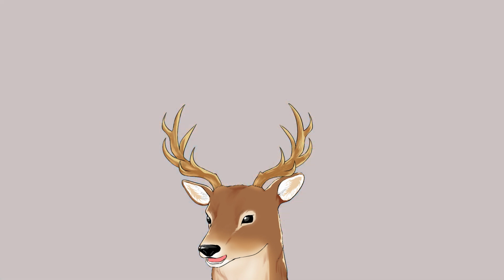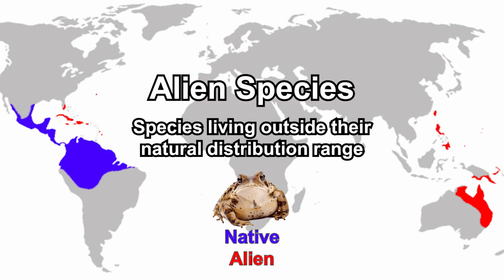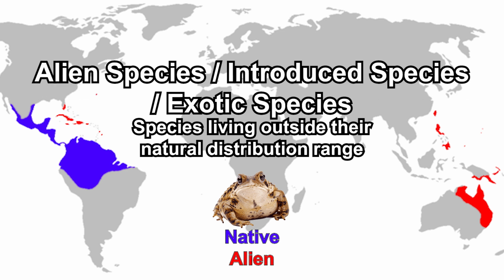So, let me bring up the question. What exactly is invasive alien species? Invasive alien species is technically a layered concept. First, let's talk about alien species. Alien species is a species living outside their natural distribution range. It's also commonly called introduced species. Some call them exotic species. Now, some of the alien species are invasive, hence the specific term, invasive alien species.